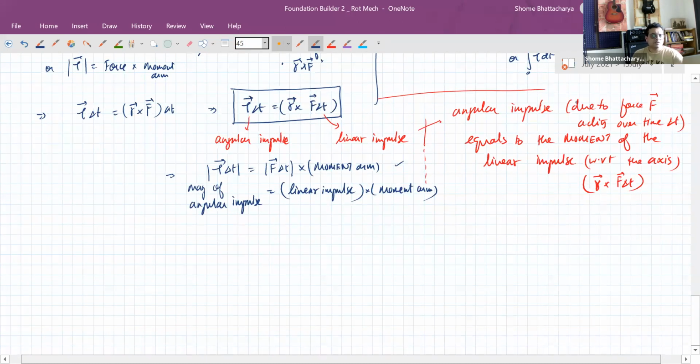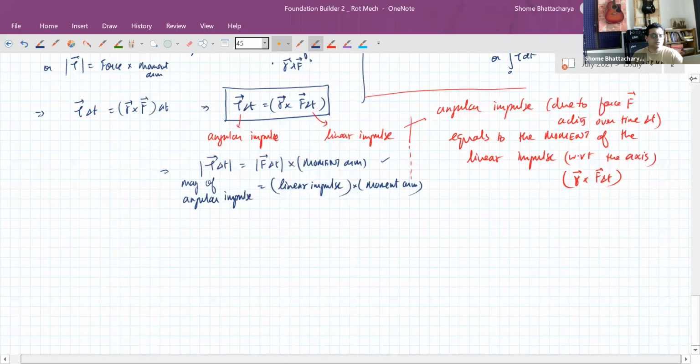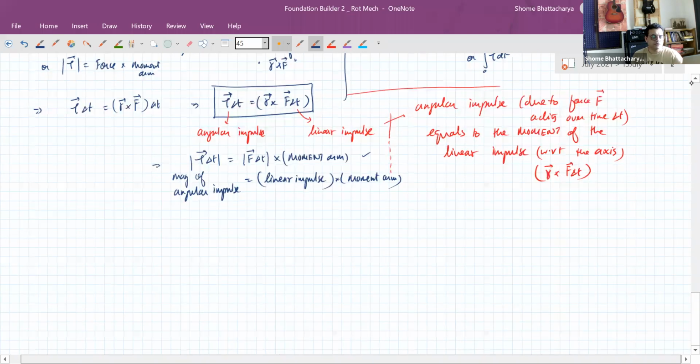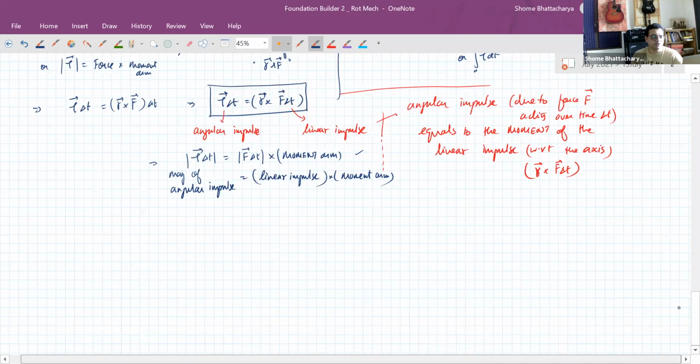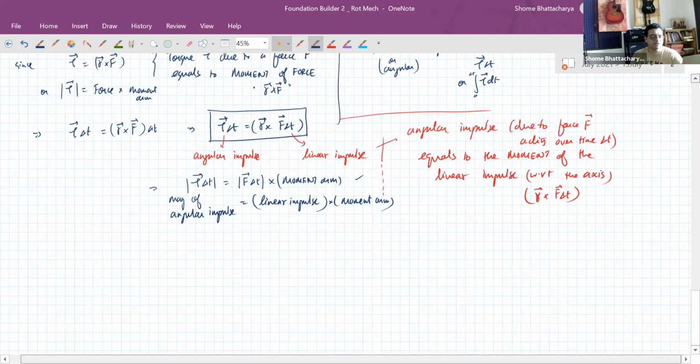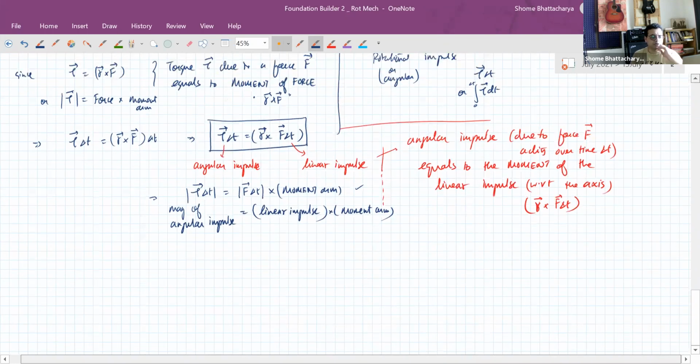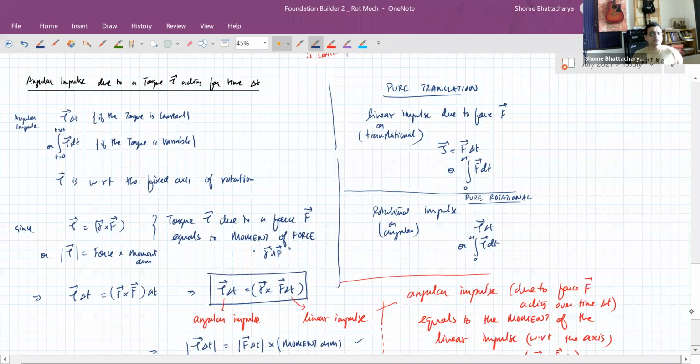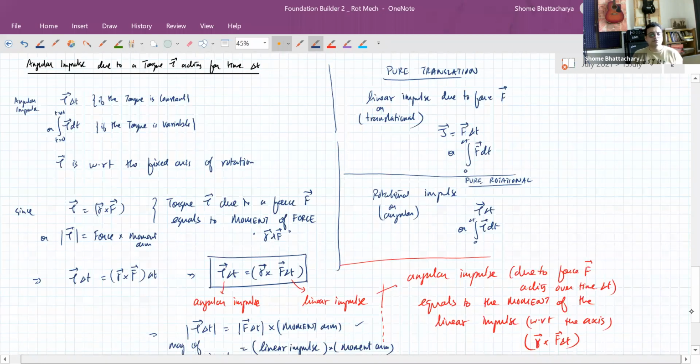And once we are clear with this, we will see how this relates to the impulse momentum theorem for rotation. Just like we had impulse momentum theorem for translation, that the net impulse is equal to the change in momentum for a body. So there we were talking about linear momentum and linear impulse. Here we'll talk about angular momentum and angular impulse. So we'll see that when a rigid body is fixed about a certain axis, then the net angular impulse due to all the forces acting on it equals to the net change in its angular momentum.